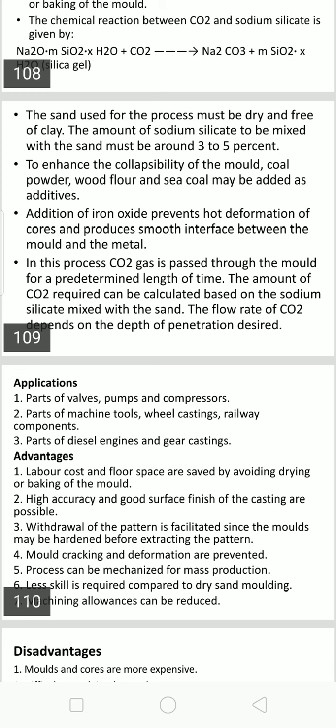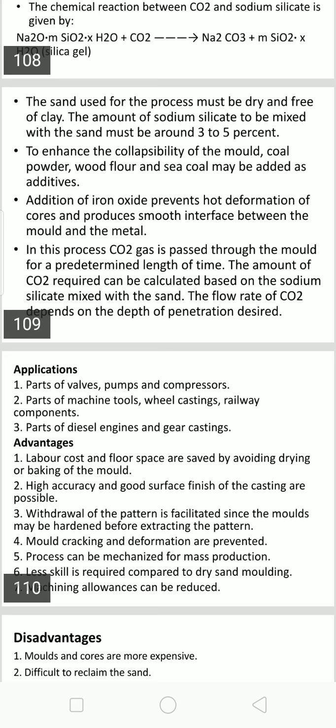Mold cracking and deformation are prevented. As in the earlier case, if you heat the mold then cracks are formed, but in this case we are not baking at all, hence no cracking. The process can be mechanized for mass production, with a small number of sequences and minimum operations, hence we can easily adapt it for mass production. Less skill is required as compared to dry sand molding. Machining allowances on the pattern can be reduced because a high quality pattern can be produced.